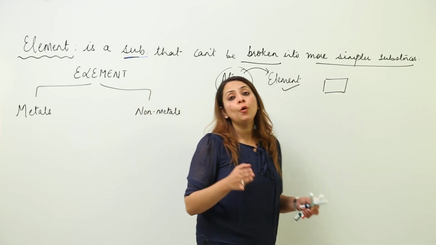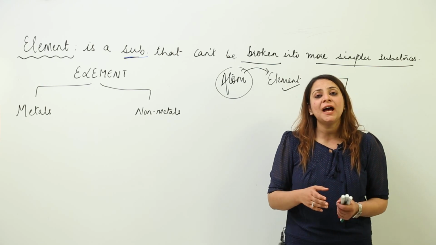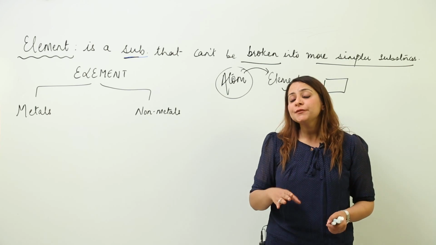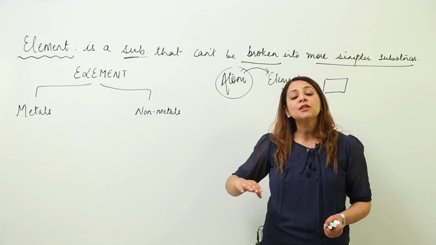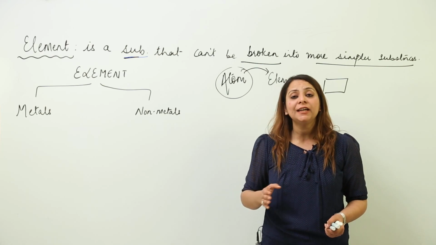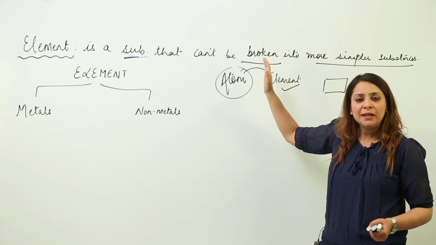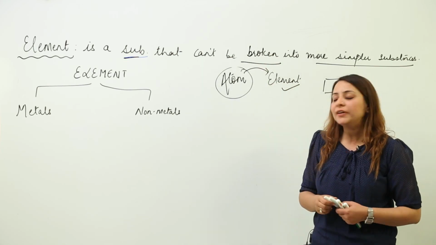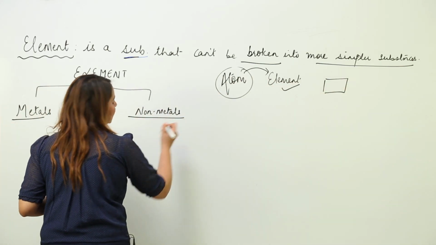And you know that so many elements have already been discovered, and for that we have a periodic table where those elements have been placed. There are so many elements already discovered, and there are so many discoveries still lying in the pipeline. If we talk about elements, they are of two types. The basic two types of elements are metals and non-metals.